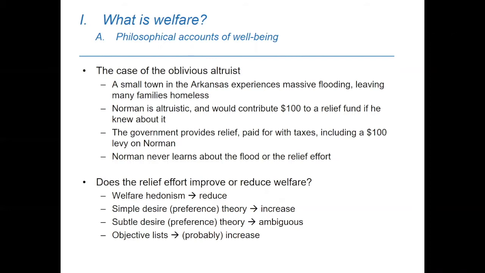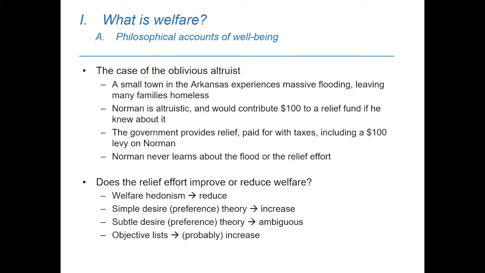Now, if you are a welfare hedonist, you have to reach the conclusion that this program reduces his welfare. It will induce less attractive mental states because Norman will get angry about his taxes. In contrast, under simple desire theory or preference theory, we would be led to conclude that this policy increases Norman's welfare. If he knew about the need for his contribution, he would gladly put up his $100. So he is better off. The world is as he would want it to be.